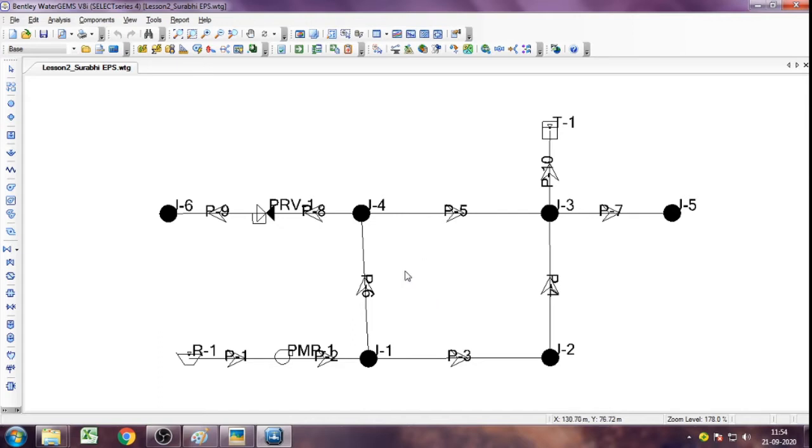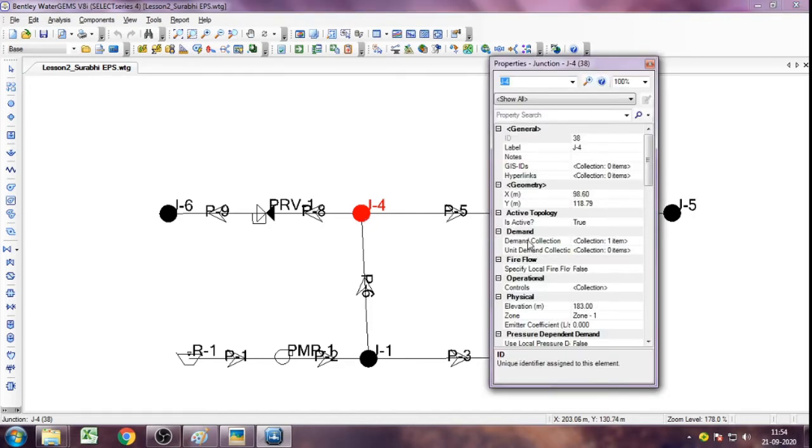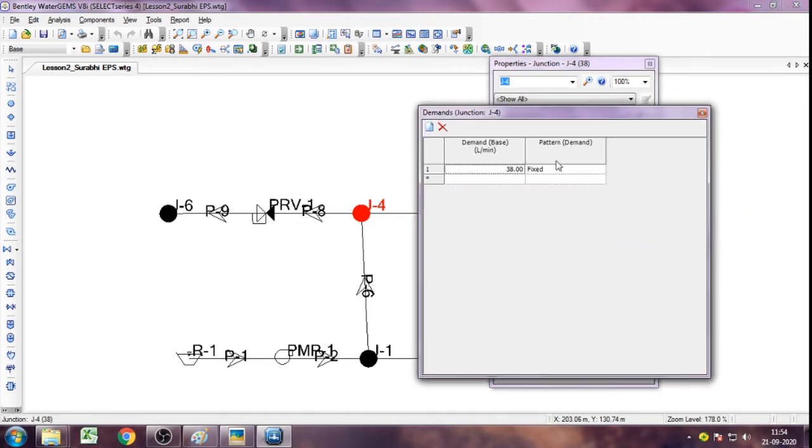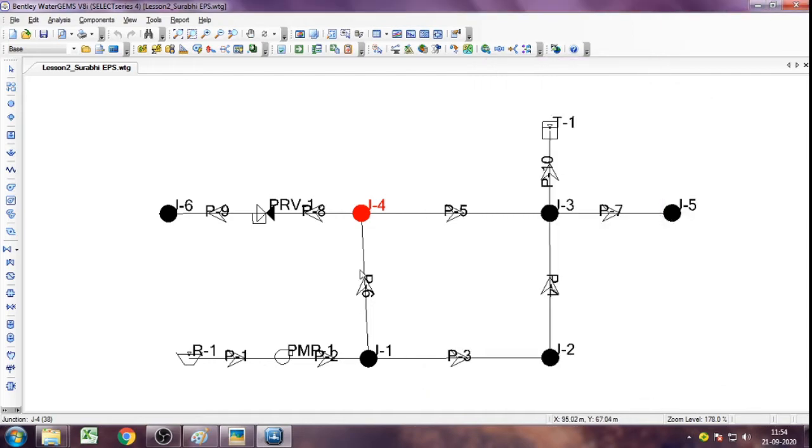For this, first of all, let us click on our junction. When we did the first lesson, we had assigned the demand to individual junctions. Go to any of the junctions and click on the demand. In the demand, we had kept it as fixed and the base demand was taken as 38 liters per minute. What this means is that this demand is fixed throughout the day, throughout the time. So we are not considering the time effect on the water demand, but now in EPS we will have to consider that. Okay, I will explain how we will do that with the help of an example.